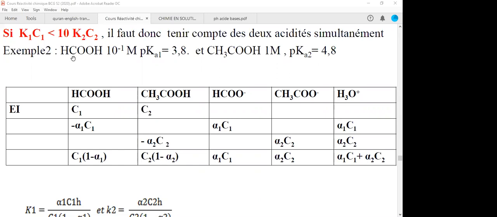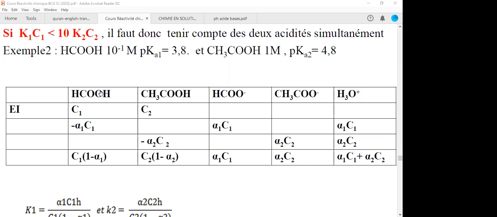So for example, we have this one, HCOOH. This is what we've been given as the concentration, 10 to the power negative 1. And then the pKa of acid 1 is 10 to the power negative 1. And for this other acid, CH3COOH, one mole per liter. This capital M represents mole per liter. So the pKa is given by 4.8.